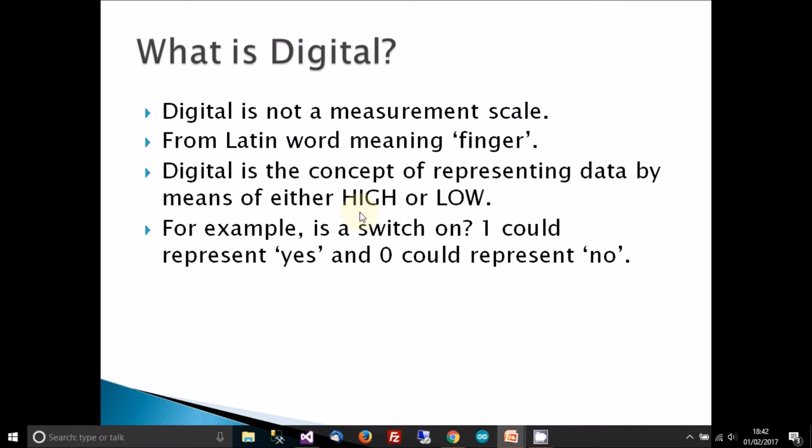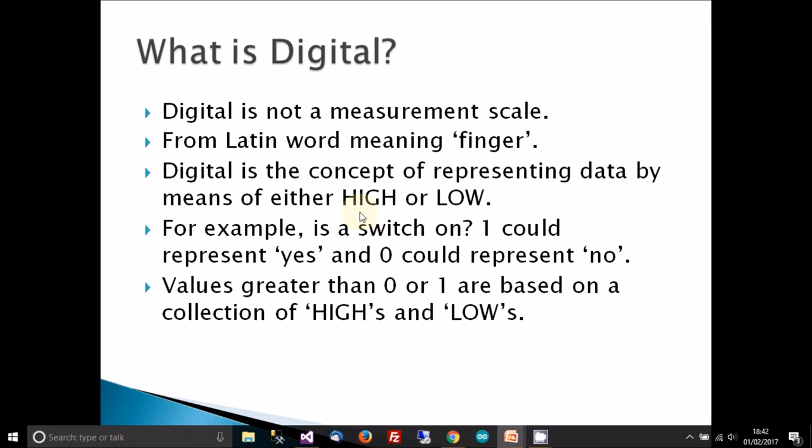So for example, is a switch on? Well, applying the digital concept would work fine with that, because one could represent yes and zero could represent no. So is a switch on, yes or no? It's an easy one. But saying something like, how much open is a door? Well, that would be analogue, because you can't apply either a yes or a no to it. You'd need some sort of scale. So in digital, values greater than zero or one are based on a collection of zeros or ones, or a collection of highs and lows, or offs and ons.